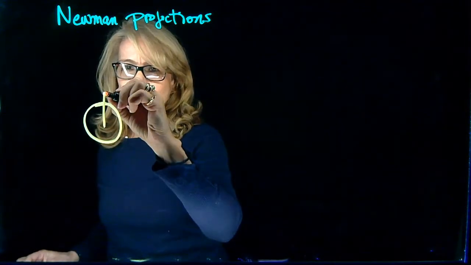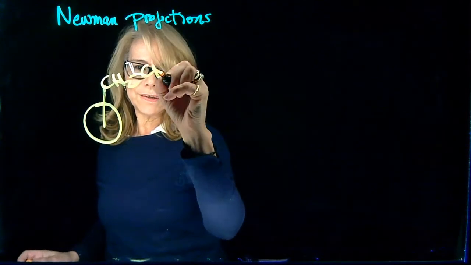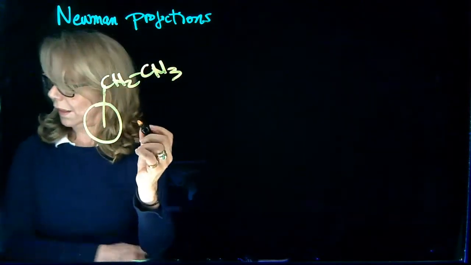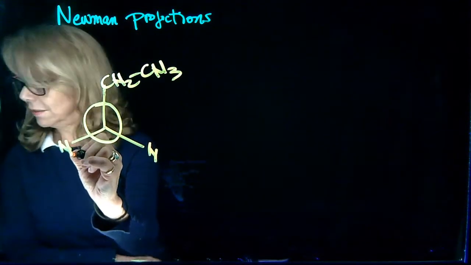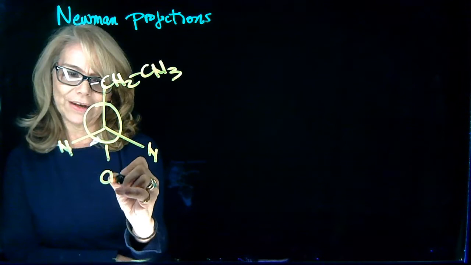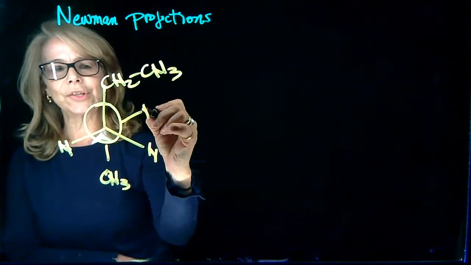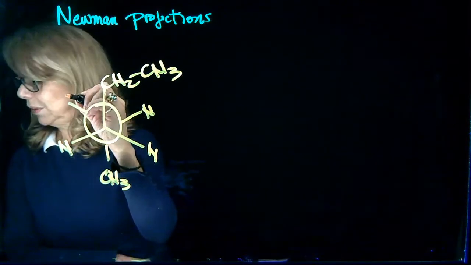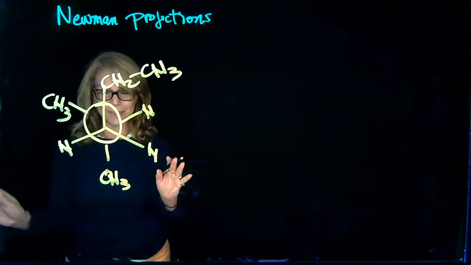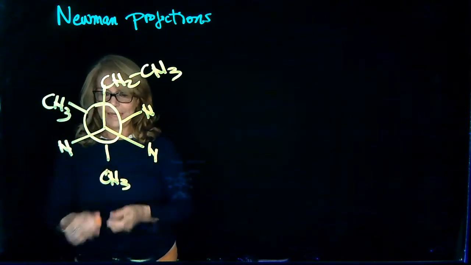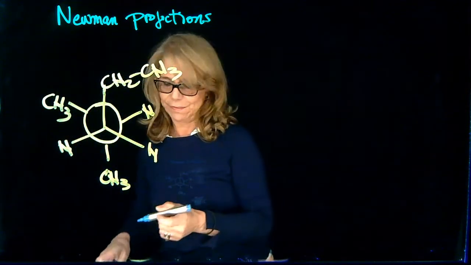So now I have say here CH2, CH3, and now I have say H on this side. I have methyl here, so CH3, H, and here what do I have? CH3. Okay, so that is my Newman projection, and now I'm gonna make a drawing, a line drawing from that.